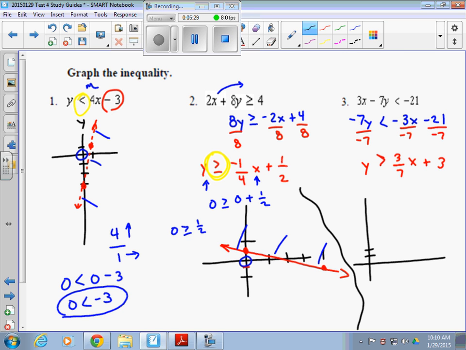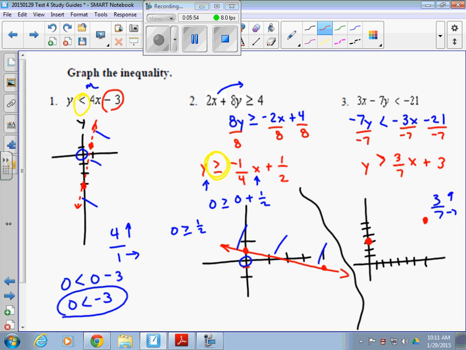Begin at positive 1, 2, 3 is where your first point goes because your y-intercept is 3. Your slope is 3 over 7. That means go up 3 and to the right 7. So up 1, 2, 3 more times. To the right 1, 2, 3, 4, 5, 6, 7 is where your second point goes. So up 3 and to the right 7.